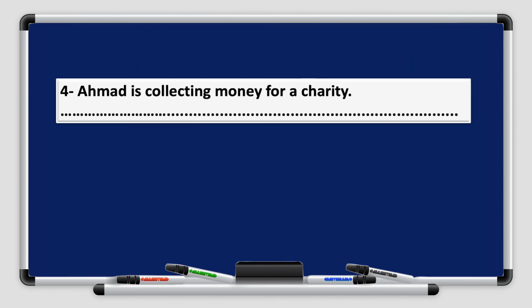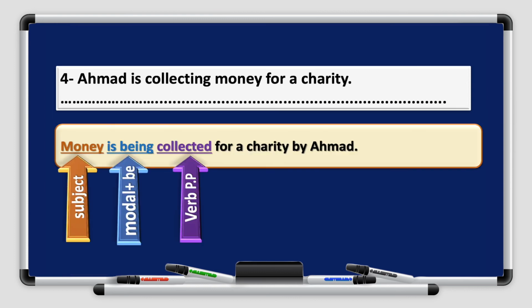Number 4, Ahmed is collecting money for a charity. Before we change into passive, let's identify the tense of this sentence. Is it the present simple? No, it's the present continuous. Good. So let's change it into passive. We start with the object. Money is being collected for a charity by Ahmed. You have the object followed by verb to be, being, and finally verb 3, past participle.